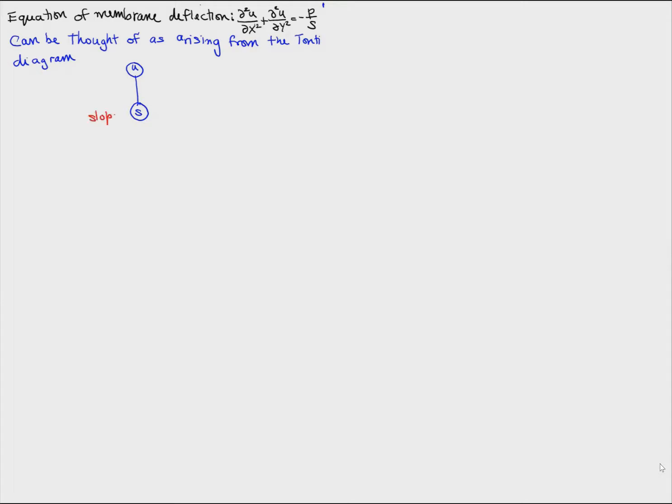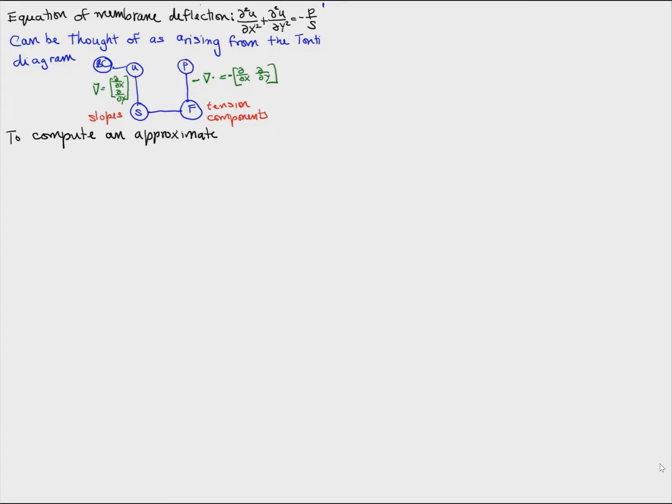So we have the deflection, we have the slopes, and then the tension components, and the inflating pressure, plus the boundary conditions. The relationship between the deflection and the slopes is simply the gradient, d by dx, d by dy, and what satisfies virtual work, the adjoint, is minus the divergence, which is the row vector minus d by dx, minus d by dy.